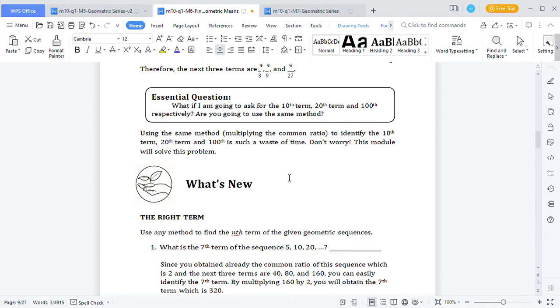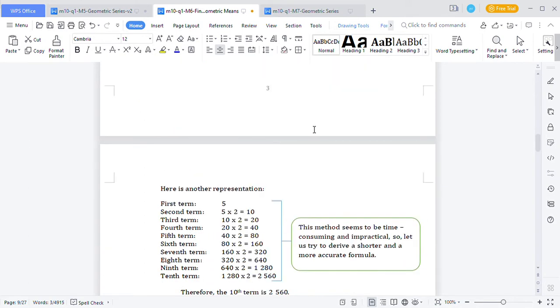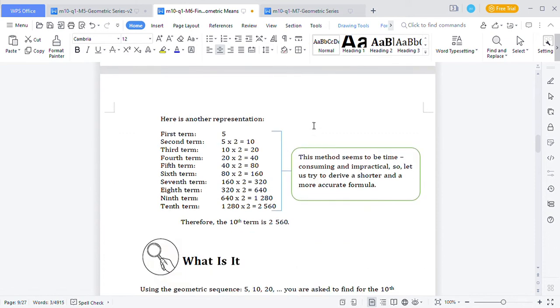Using the same method, multiplying the common ratio to identify the 10th term or 20th term or 100th term is such a waste of time. As I have said earlier, if you are looking for the 100th term, all you have to do is use the formula given for the geometric sequence. And before that, how did we obtain the formula for finding the geometric sequence?